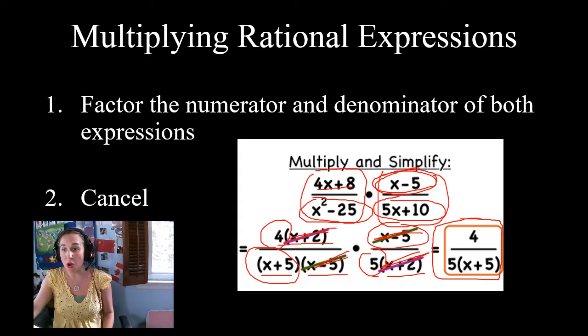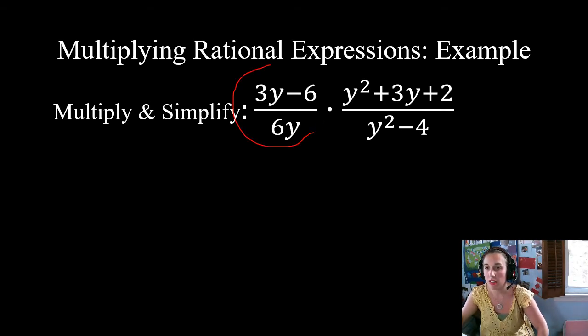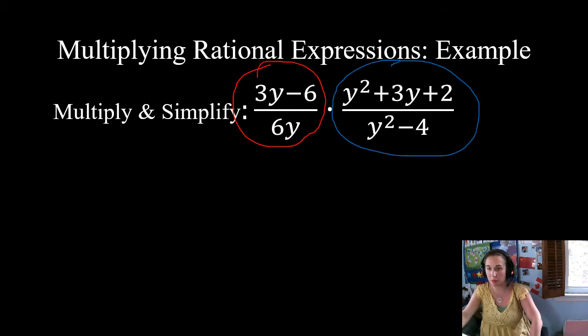So let's look at our own example. So here's our first example. The directions say multiply and simplify. That's probably what the directions will say on your homework and your quiz. Might just say multiply. So here's our rational expressions. Our first one is 3y minus 6 over 6y. And our second rational expression is y squared plus 3y plus 2 over y squared minus 4.